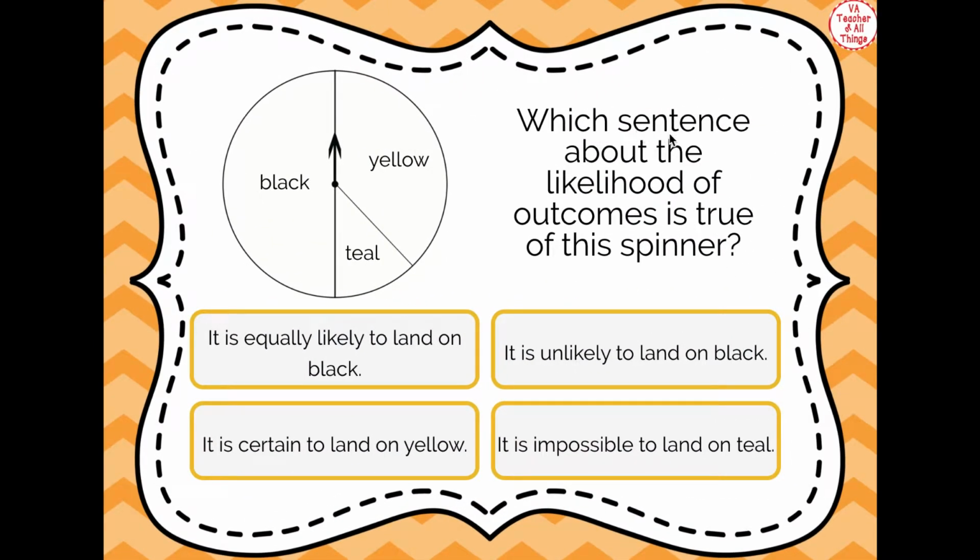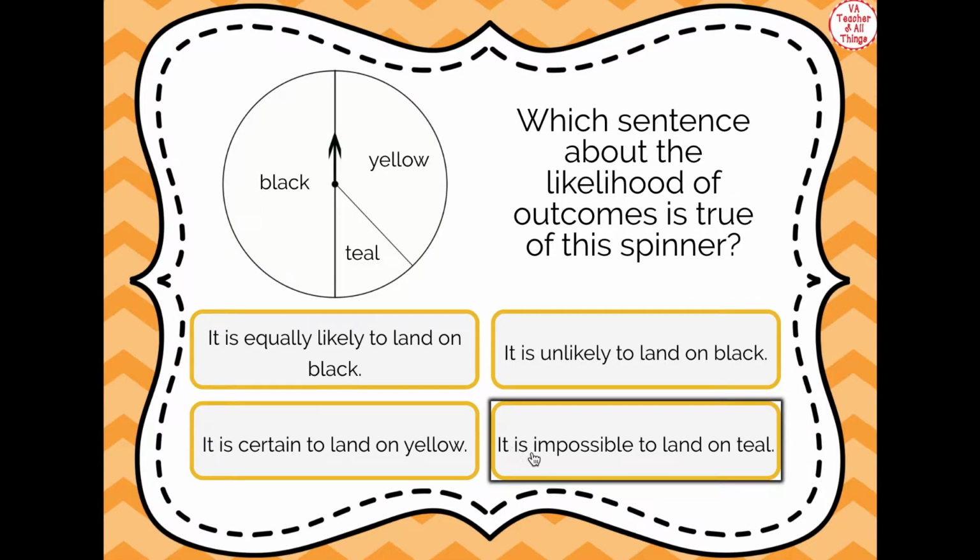All right, which sentence about the likelihood of outcomes is true of this spinner? So we have another spinner here, which we know probability uses spinners all the time. We have half of this spinner circle is black, and then we have yellow, pretty big section of yellow, and then a little section of teal. So is it equally likely to land on black? Okay, well, half of it's black, half of it's other colors, so that would make sense. What about, is it unlikely to land on black? Well, considering half of it is black, I don't think it's unlikely, so we could X that one out.